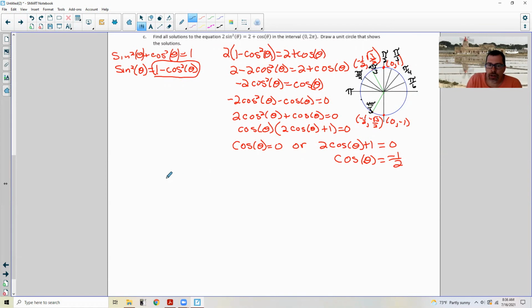So if cosine theta equals these values, then we can say that theta equals, and our answer is pi/2, comma, pi/3, comma, 4 pi/3, comma, and if this is pi/2, 2 pi/2, 3 pi/2, this is 3 pi/2. And those are the 4 solutions.